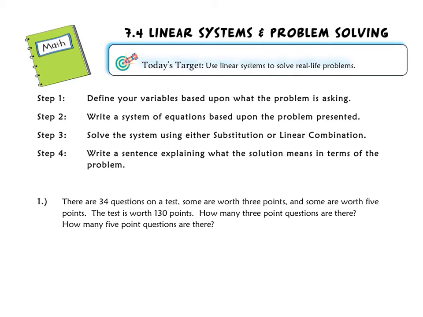First thing we have to do is define our variables, as in basically answer the question, what are we trying to solve? Okay, write a system of equations. That means we need to write 2 equations based upon the information given. Solve the system using either substitution or linear combination. And then lastly, we just have to explain what our solution means in terms of the problem. Alright, so let's dive right in.